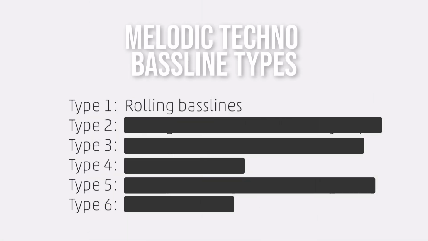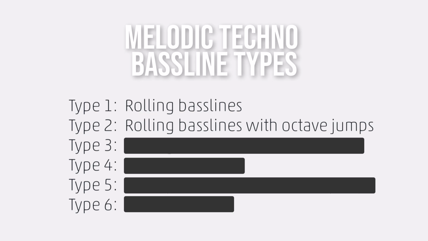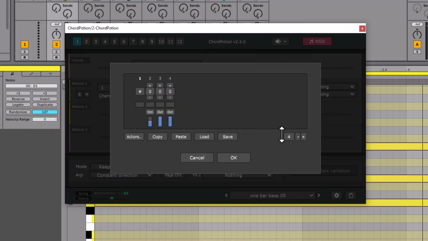Number 2. Rolling basslines with octave jumps. To add some spice, you can jump between octaves from time to time. You can do this in a rhythmic fashion, or you can only do this once in a while.